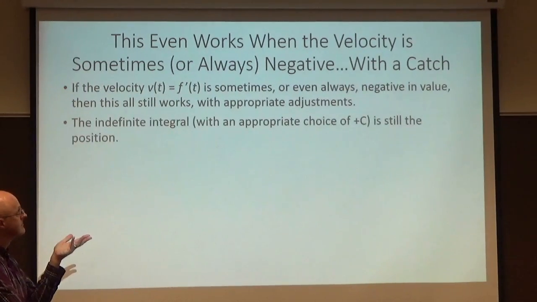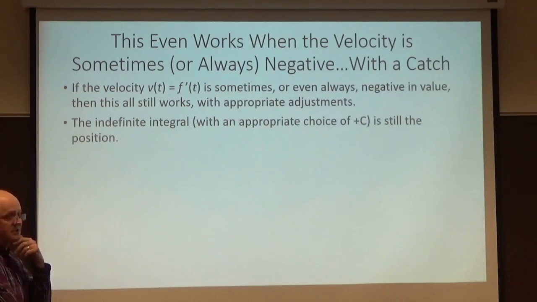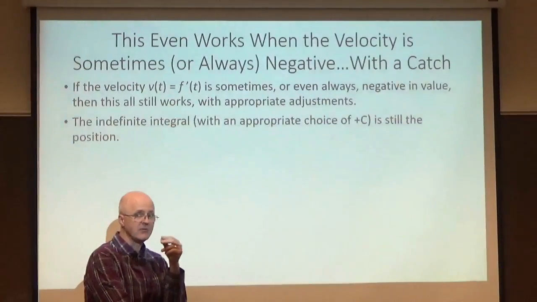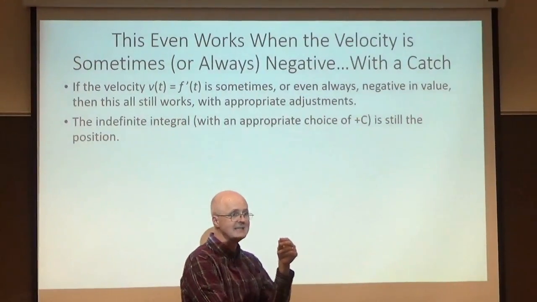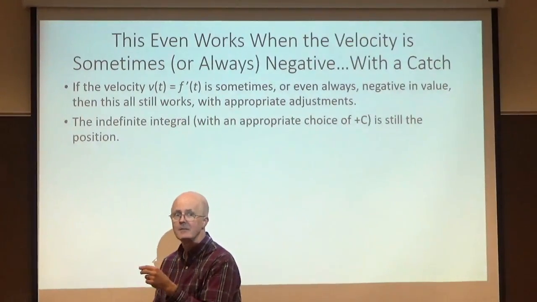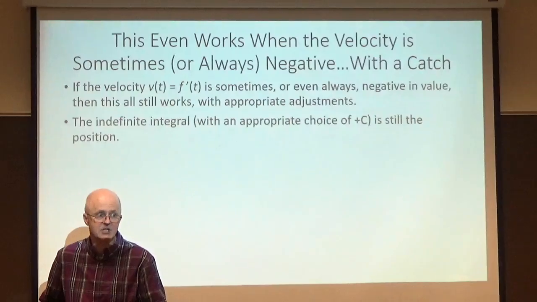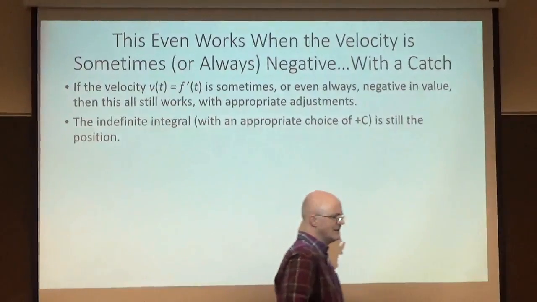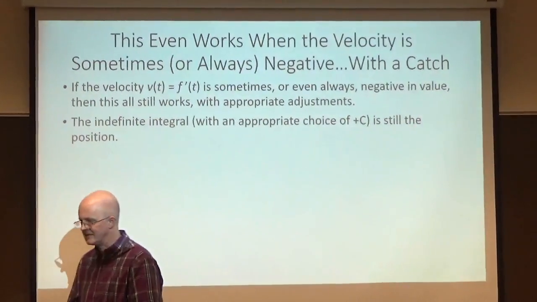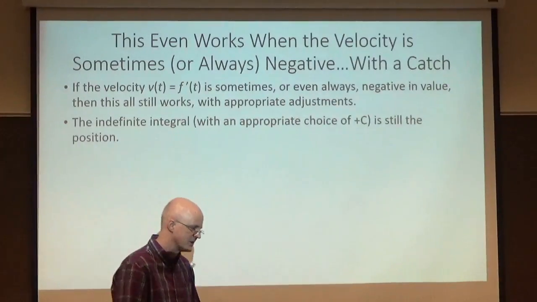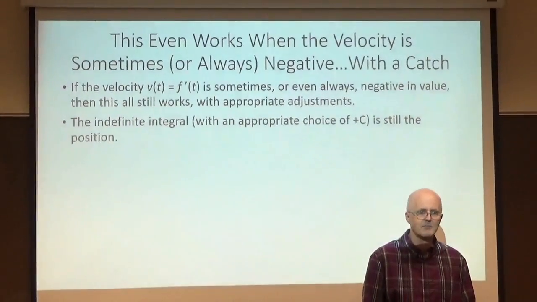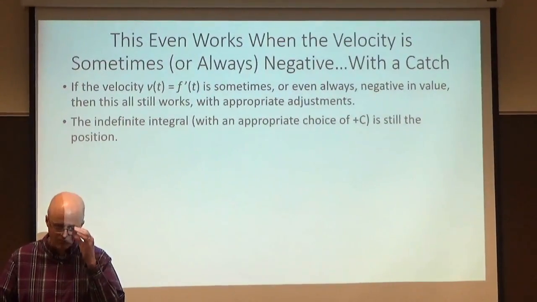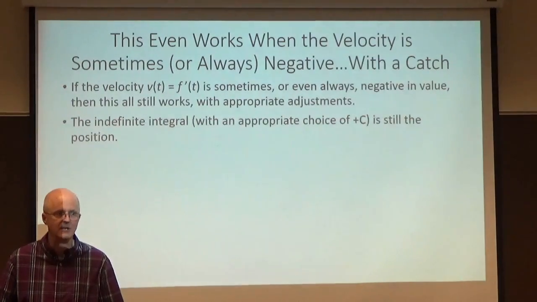The indefinite integral with an appropriate choice of c is still a position. Though I am emphasizing the word position now above distance. Because if the velocity is negative sometimes, I'm really after my change in position, not my distance traveled. So if you go back and forth, you traveled a far distance, say double just the one direction of motion. Here I went back and forth. But if I come back to where I started, then my change in position is 0. And if my initial position was at y equals 0, then my ending position is also at y equals 0.